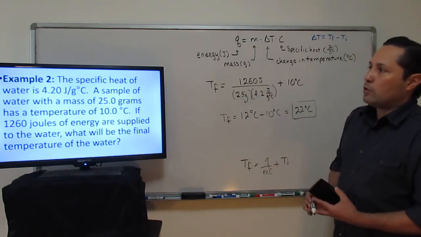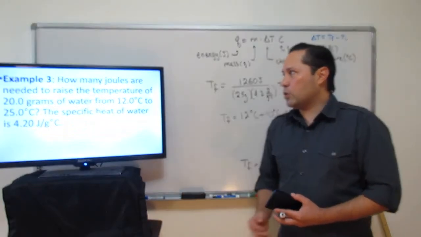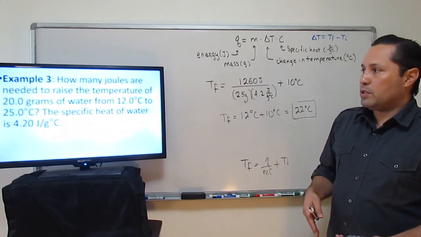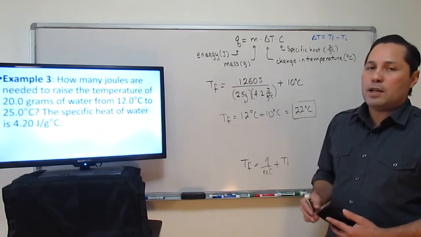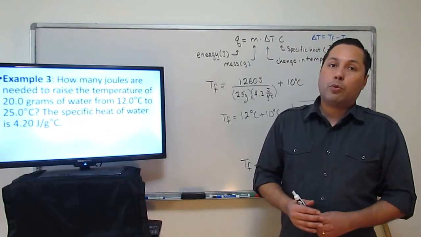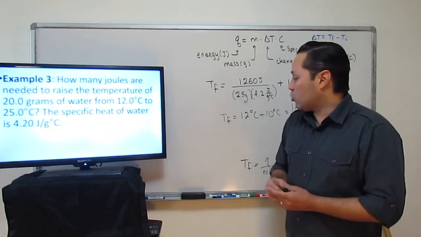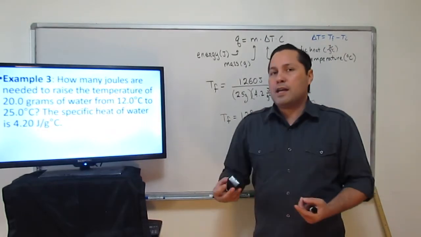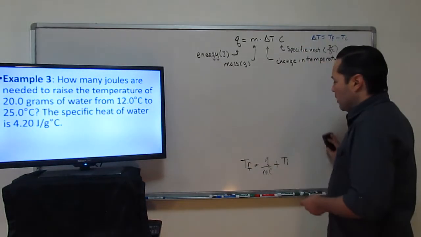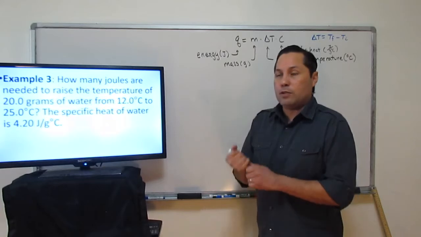Let's move along now to example 3. In example 3, we're asked the following question. How many joules are needed to raise the temperature of 20 grams of water from 12 degrees Celsius to 25 degrees Celsius? And again, they're giving us the specific heat of water, which is 4.2 joules per gram degrees Celsius. This will be a lot like example 1, where we're just solving for Q. So we don't really need to manipulate the formula like we did in example 2. We can just plug in the values that are given to us.